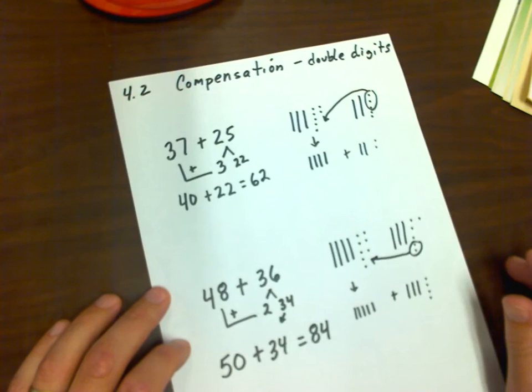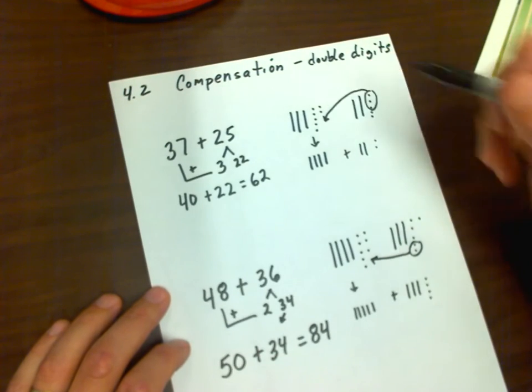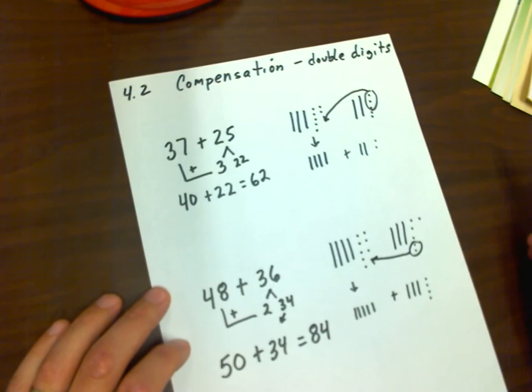Again, this concept is working on math fact fluency within that 100 range, also keeping in mind our tens and ones place value. Again, they call it compensation. It's just where we're taking some of our ones and moving them over to make a new group of tens.